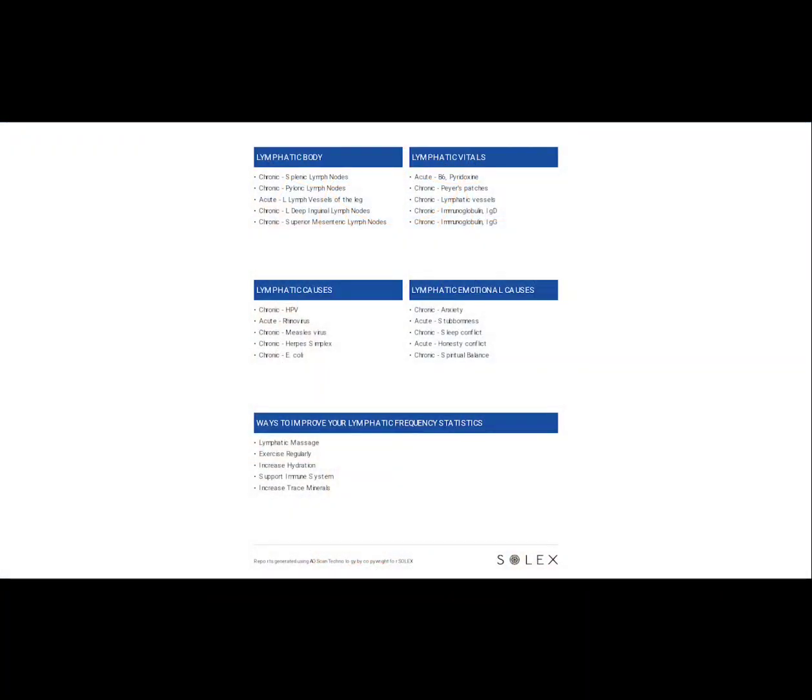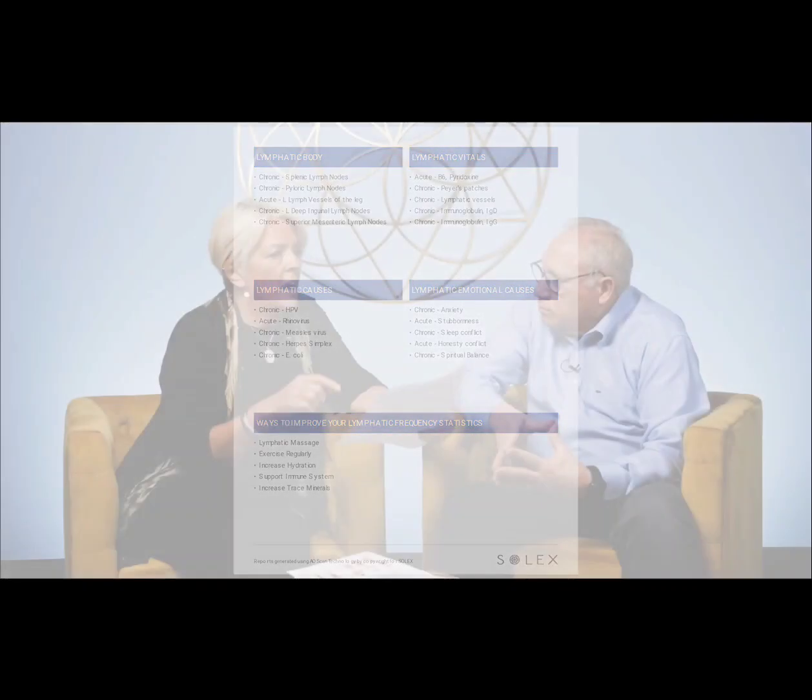So if we look at her lymphatic system, under the emotions, the first one, anxiety, next, stubbornness, next, sleep conflict, next, honesty conflict, and next, spiritual balance. I think it's important to point out at this point that it's not necessarily that everybody owns the emotions that come up. It can be that somebody in her life doesn't have a spiritual balance, and it keeps affecting her emotionally. Or maybe somebody at her work or her family or friends isn't always honest, and every time she's up against that, it affects her emotionally.